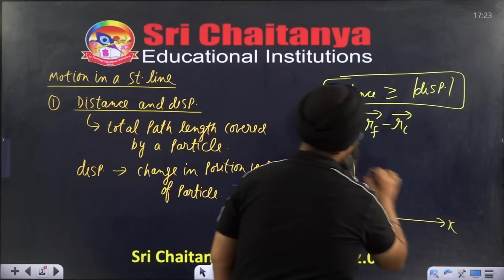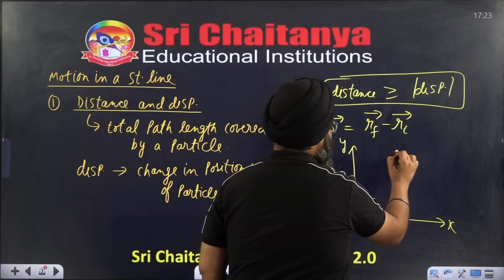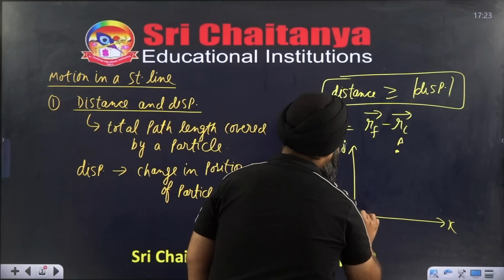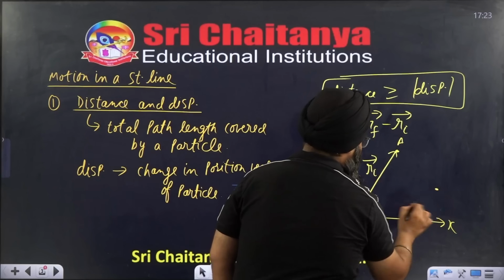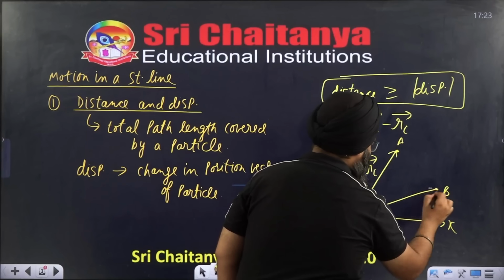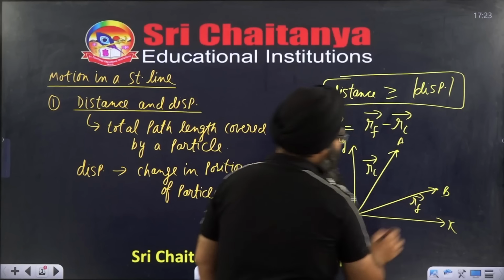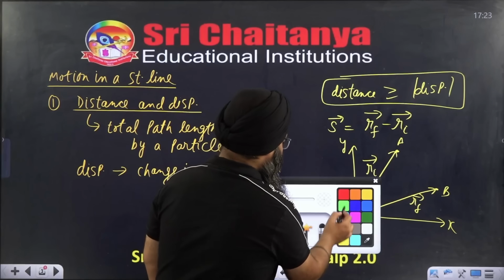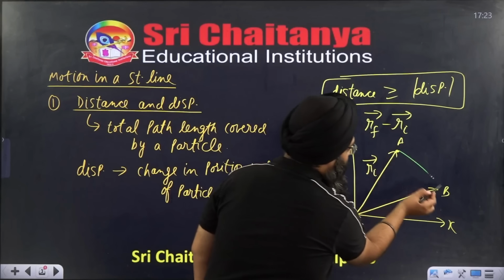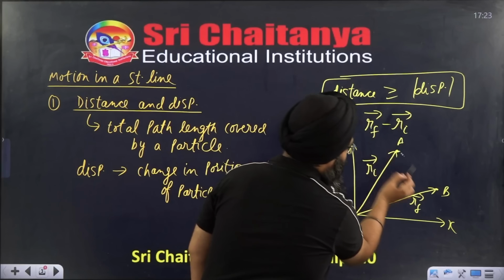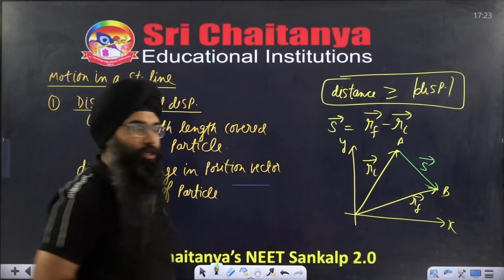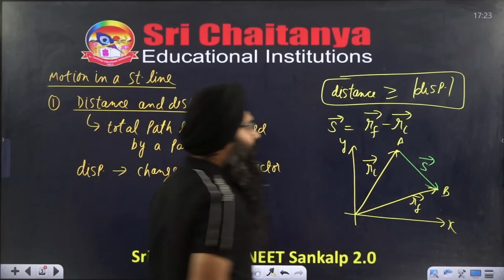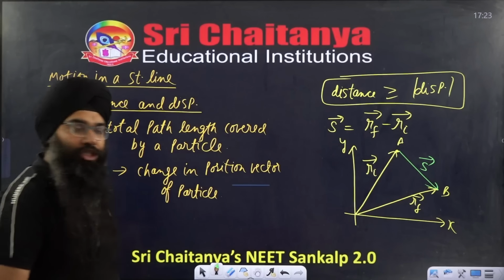Suppose this is the x-axis and this is the y-axis, and this is one point A. Suppose the initial position vector is r initial vector, and this is another point B. Suppose the final position vector is r final vector. Then the displacement will be a vector joining the initial point to the final point. You can apply the vector rules of addition to calculate the displacement. That will come out to be r final vector minus r initial vector.